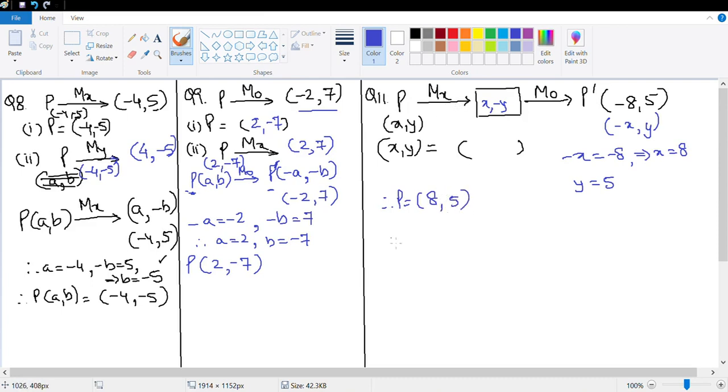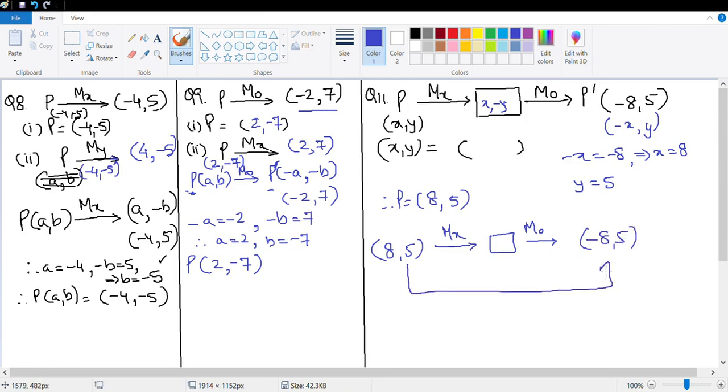Now let's notice I have 8 comma 5 on which I did my first transformation of mx, and then I did my second transformation of mo, and what I got was -8 comma 5. If I had to do one single transformation, all I am changing is the sign of the x coordinate, which means I am doing my. This is what I had told you. If you take any two of these reflections, the resultant in one reflection would be the third one. mx.mo is equal to my. Let's look at the next question.